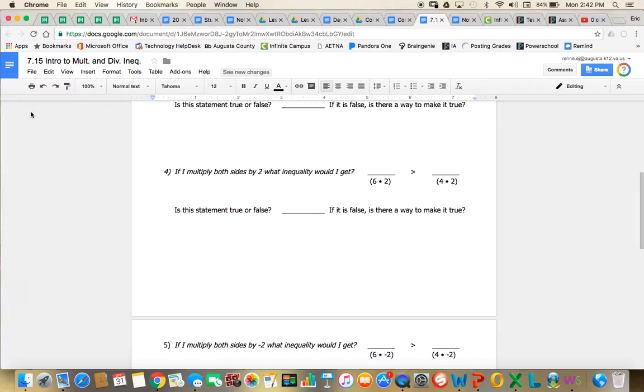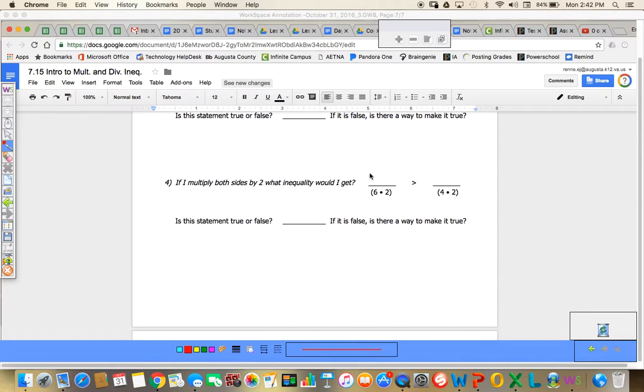Let's see what happens when I multiply both sides by 2. So 6 times 2 is 12. 4 times 2 is 8. So 12 is greater than 8. Is that true? Yes, it sure is. Okay, moving right along.